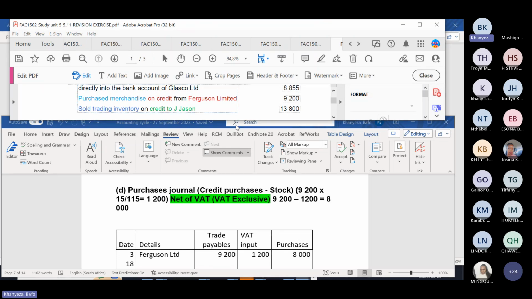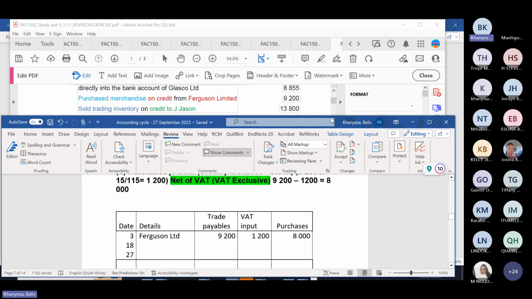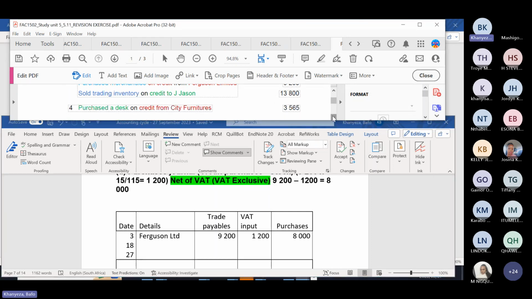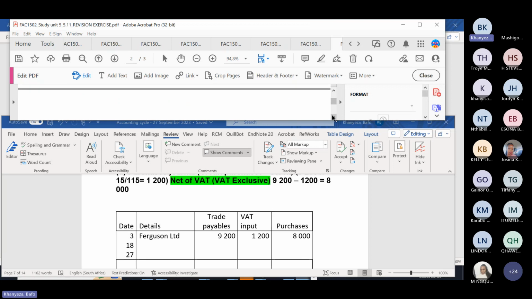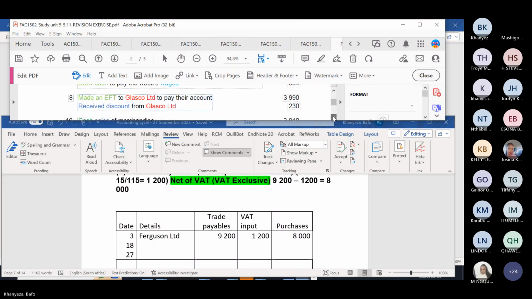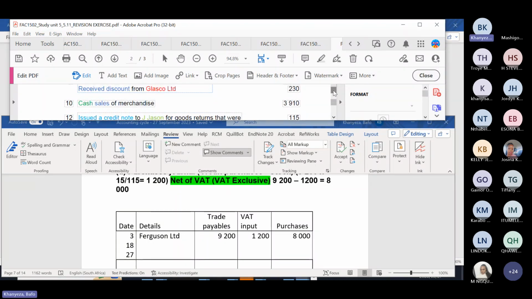I just want to see where we were here. 13,000. Sold on credit to JJC. Just want to track this thing. Maybe that's where the student was asking.